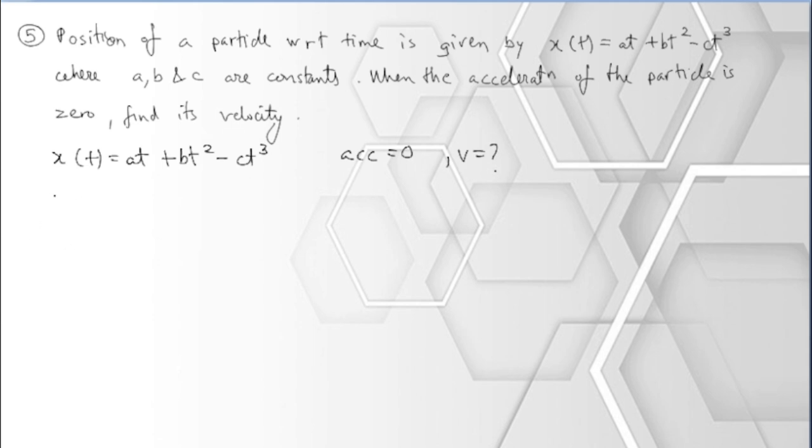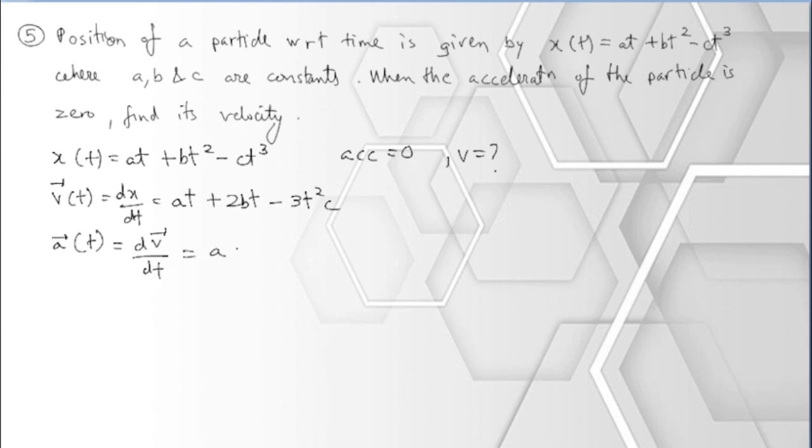So I can find the expression of velocity as dx by dt, that is a plus 2bt minus 3t squared c. Further, I can find acceleration, or I can find the expression for acceleration by differentiating velocity with respect to time, that is a plus 2b. Sorry, give me a second.